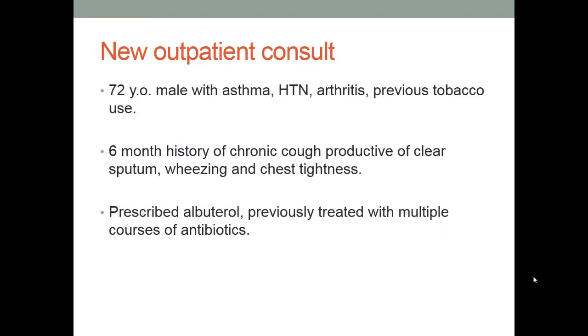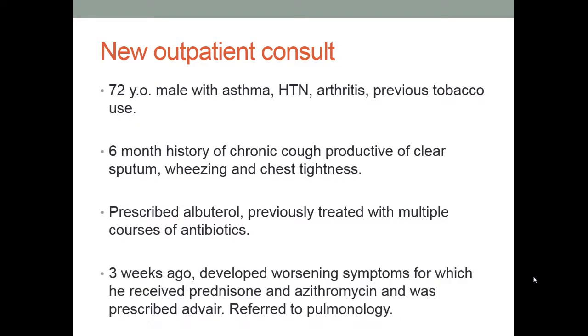He comes in with a 6-month history of chronic cough, a daily cough productive of clear sputum, and also complains of wheezing and chest tightness throughout the day. He's been prescribed albuterol in the past, has received multiple courses of antibiotics for what was called acute bronchitis and the like. A few weeks prior to seeing you, he developed worsening symptoms. His primary care doctor gave him some prednisone and azithromycin for what he called an asthma exacerbation, and it was at that time that he was referred to pulmonology.